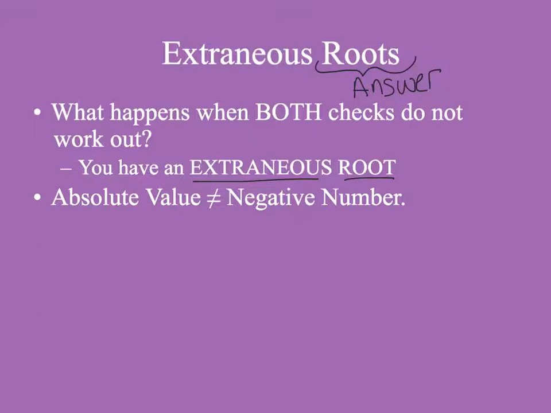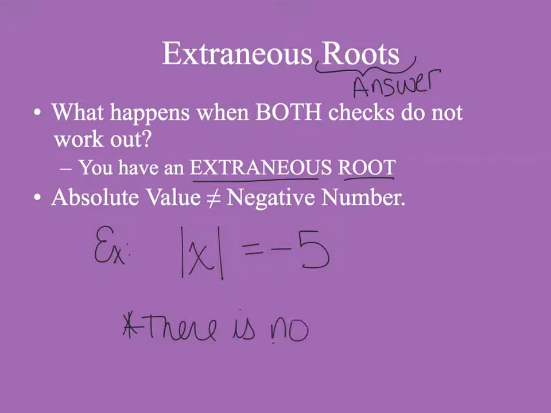So for example, if when you had isolated your absolute value, you had gotten something like this, there is no solution to this equation because the absolute value of x, you can never come up with an x value where the absolute value of it is negative 5. So there is no solution to this.